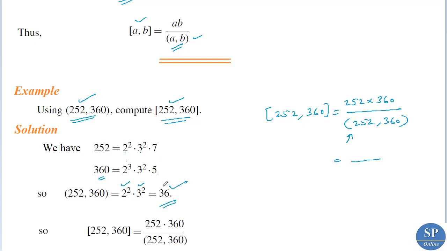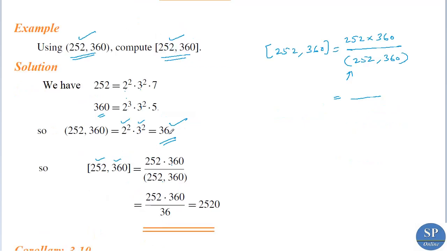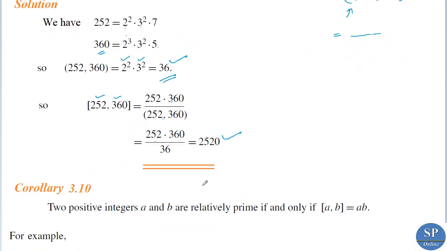Once we obtain this GCD, we can find the LCM. The LCM of these two numbers is equal to 252 into 360 divided by the GCD of these two numbers. The GCD of these two numbers we obtained is 36. So this is 252 into 360 divided by 36. That is 2520.